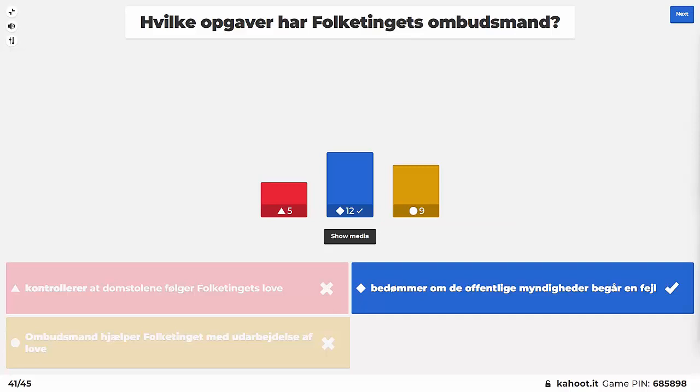So the Folketing appointed an ombudsman. And an ombudsman is kind of like a watchdog, right? So that basically watches the authorities to make sure that they don't mismanage or kind of abuse their power when they're dealing with the public. So that's what this is about. And even though the Folketing appointed the ombudsman, the ombudsman is supposedly independent.